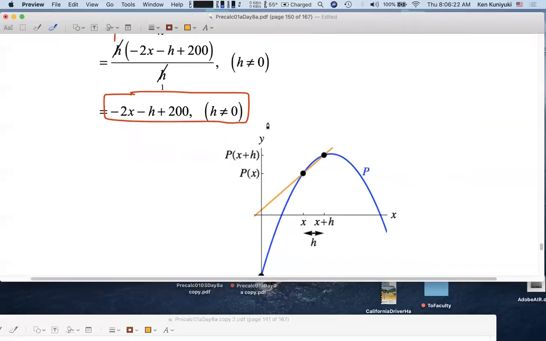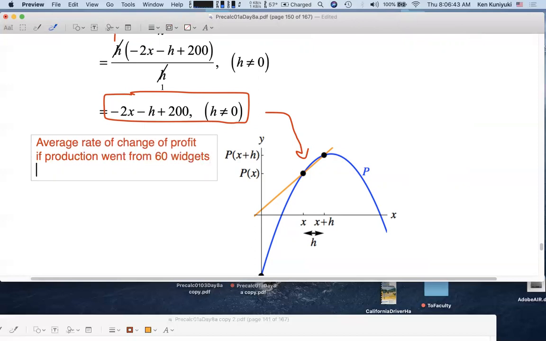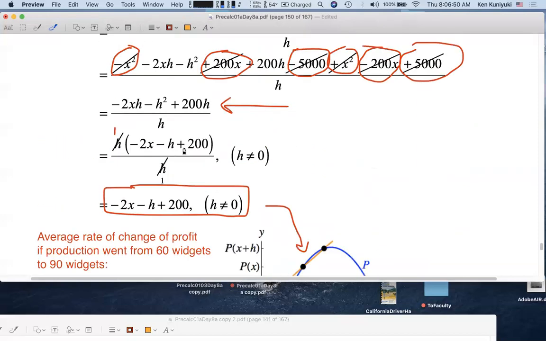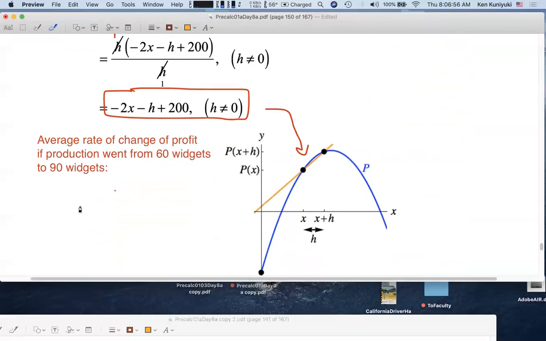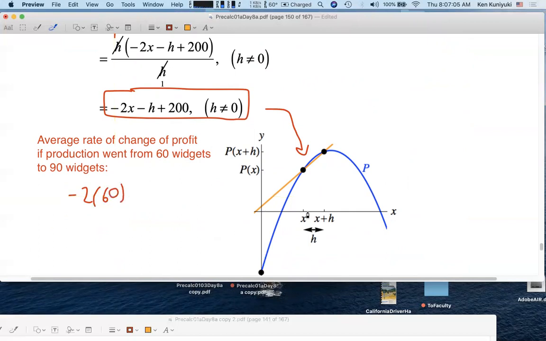So whatever x and h are, this here is a formula for the slope of the secant line. This is a very handy-dandy formula, because remember the earlier example. In the earlier example, we asked what was the average rate of change of profit if production went from 60 widgets to 90 widgets. Well, we can now use the handy-dandy formula. We don't have to work a difference quotient out. We already have a handy-dandy formula. Negative 2 times, we start at 60 widgets. That's the starting point. We start with x equals 60.